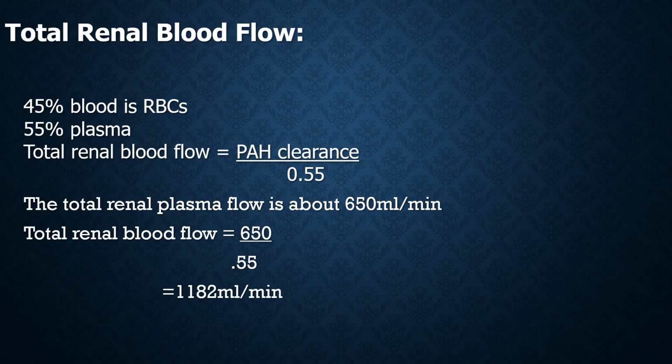After finding out the renal plasma flow, we now calculate the renal blood flow. As we all know, 45% of the blood is occupied by RBCs and 55% of the blood is plasma. Hence, the total renal blood flow can be calculated by dividing the plasma flow, which is PAH clearance, by the percentage of plasma in the blood. As the renal plasma flow is about 650 ml per minute, the total renal blood flow is approximately 1182 ml per minute from the above equation.